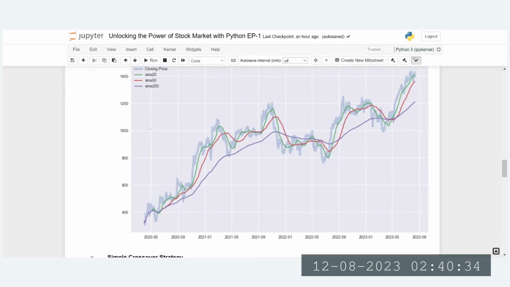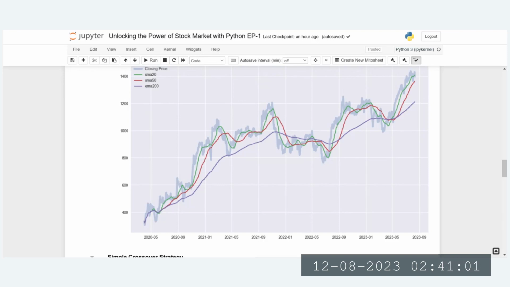So maybe we can say when green crosses the red line, when the 20 SMA is above the 50 SMA and the closing price is also above the 200 EMA, then only I'm going to buy. So I can add an additional condition there. Let's say it is crossing here and here. Whenever the price crosses both the lines, then only I'm going to buy. So I can add an additional condition like that.